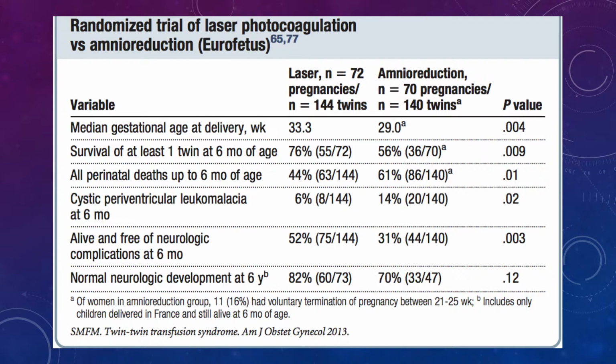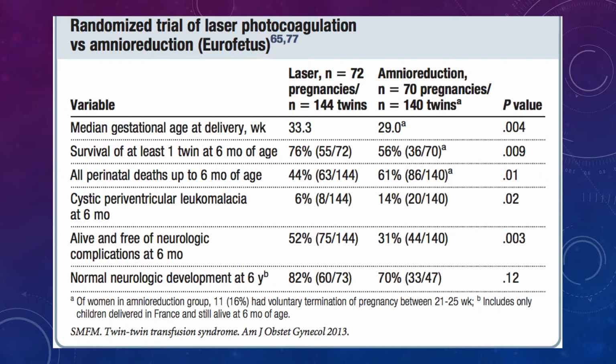On the gestational age, it looks like it was an increased gestational age at 33 weeks, so the mothers were able to carry them longer than with the serial amnio reductions. They had an increased rate of survival in at least one twin at 6 months of age. They had a decreased rate of perinatal deaths up to 6 months of age. They also looked at neurological development. So in the laser group, there was an increased amount of patients that had no neurologic complications at 6 months. They also had an increased amount of neurologic development that is normal at 6 years of age.